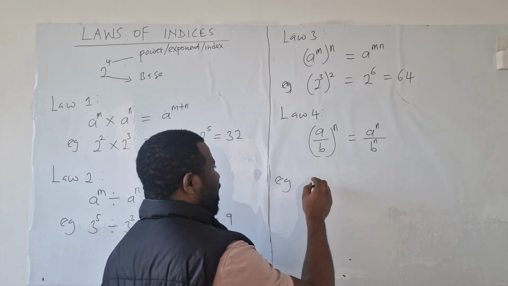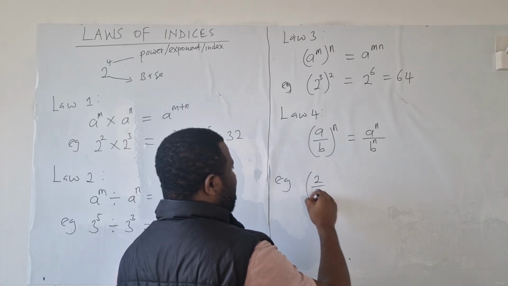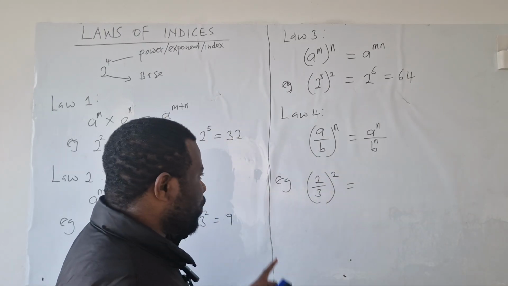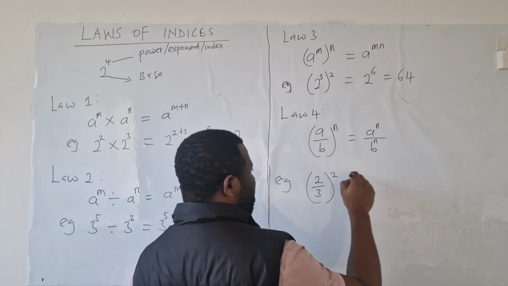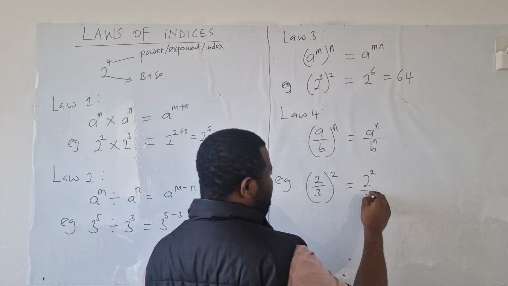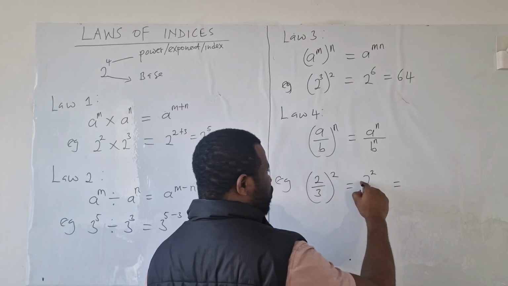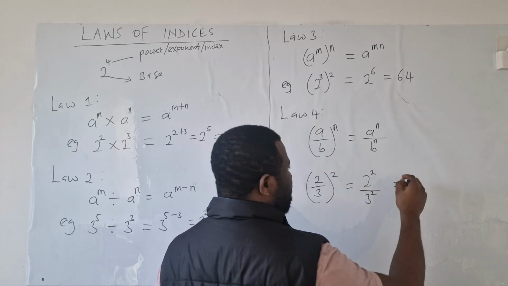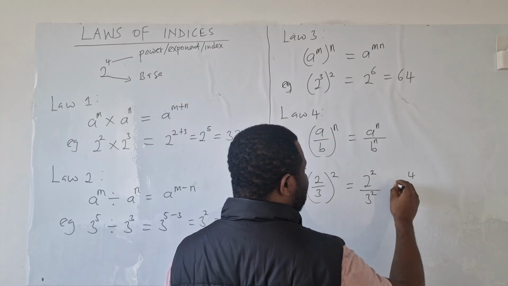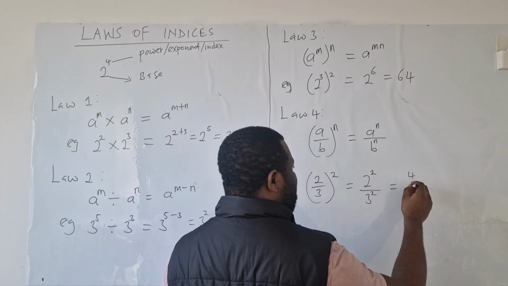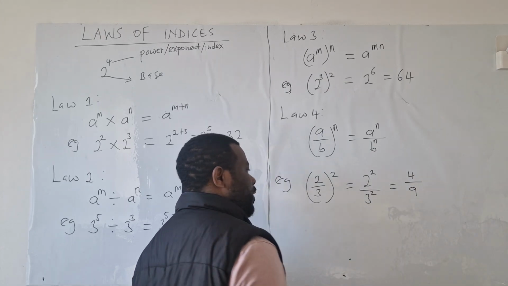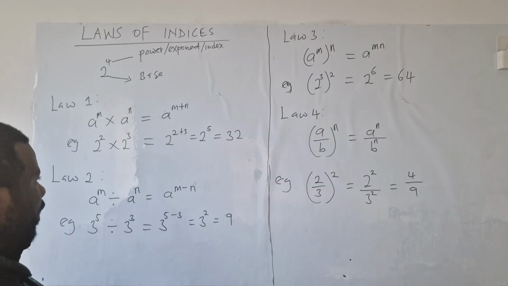Example of this, we can have 2 on 3 all raised to the power 2. This is equal to 2 raised to the power 2 over 3 raised to the power 2. 2 power 2, 2 times 2, will give us 4, divided by 3 raised to the power 2, that is 9. So we have 4 on 9 for that one.